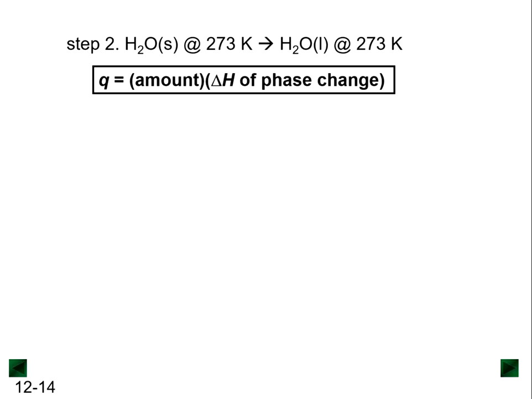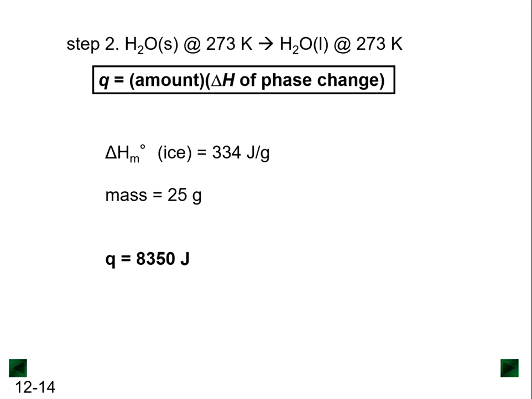Step 2, now we're looking at Q equals m times the standard enthalpy of fusion. In this case, we're converting water solid to water liquid. So the standard enthalpy of fusion is equal to 334 joules per gram. We have 25 grams. Therefore, the heat flow calculates out to be 8,350 joules, and this is a positive number again.